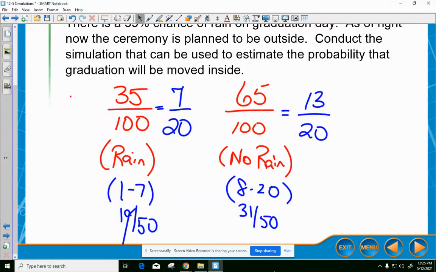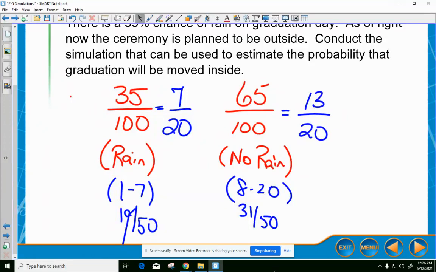Have you decided what numbers in your simulation are going to stand for each? I have no clue about the very last part. If you made it up, would I know? Not unless it was like 48 out of 50. I doubt it. But I really wouldn't have any idea on that portion. So the setup is the part that I'm concerned with. And lastly, in this case, the question itself was to estimate the probability of having to move graduation inside. And we would say we have a 38% chance of having to move it inside.